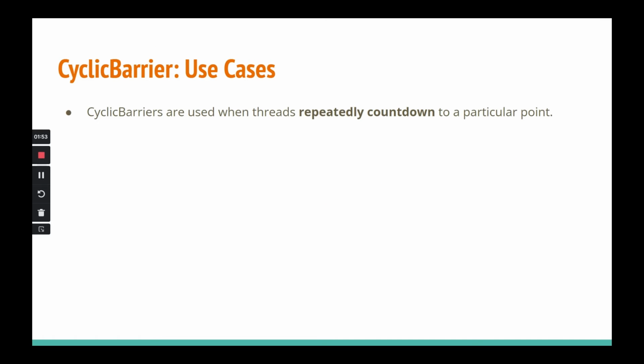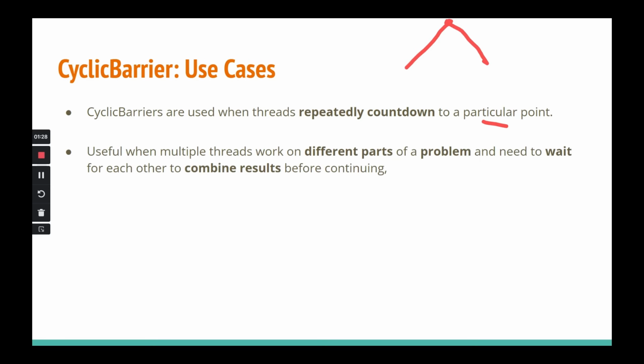So let's talk about the use cases. As we understand, cyclic barriers are used when threads repeatedly count down to a particular point. All of them are trying to go to this particular point and they are doing it repeatedly, every thread is doing that. How is it useful? When multiple threads are working on different parts of a program and they need to wait for each other to combine the results.